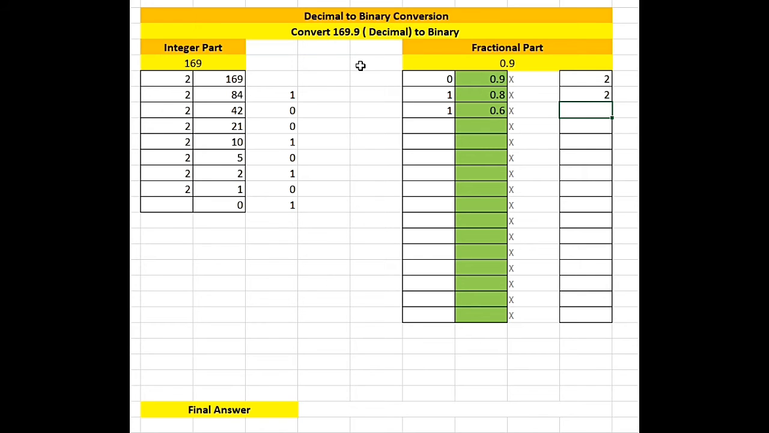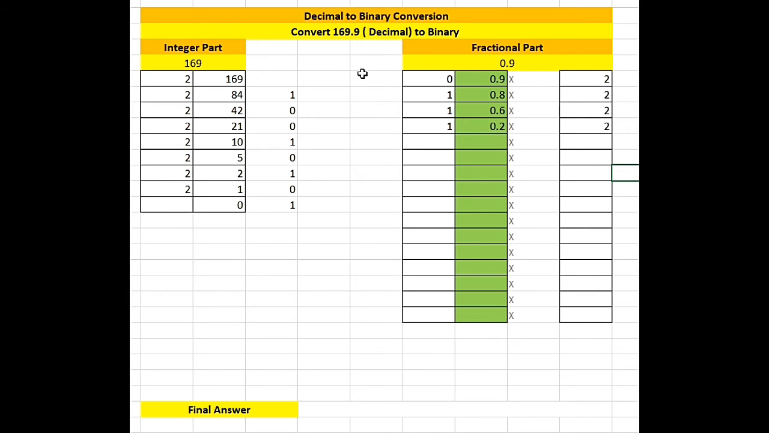Again, if we multiply this 0.6 by 2, how much will we get? 0.6 multiplied by 2 gives us a value of 1.2. So 1 goes here and 0.2 goes here. 0.2 should again be multiplied by 2.